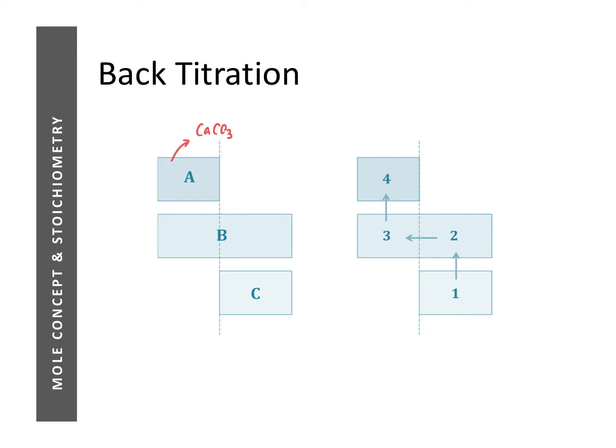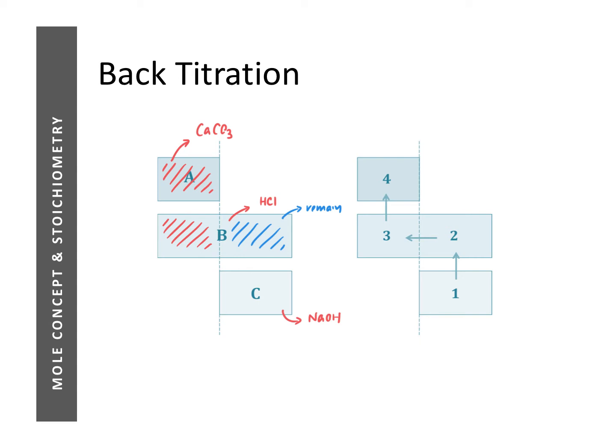So what we can do is to react the calcium carbonate with a second reagent, in this case hydrochloric acid, and we add excess of the acid. What's going to happen is that after the reaction, the acid is going to react away all the calcium carbonate. But being added in excess, there will be some remaining after the reaction, and then we are going to titrate this remaining acid with a third reagent, in this case sodium hydroxide.